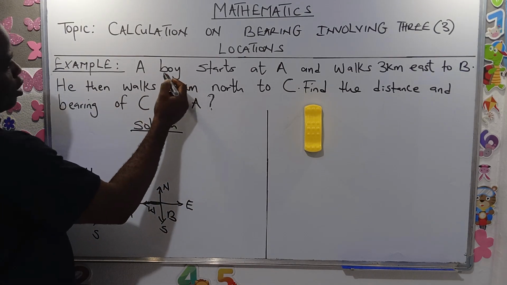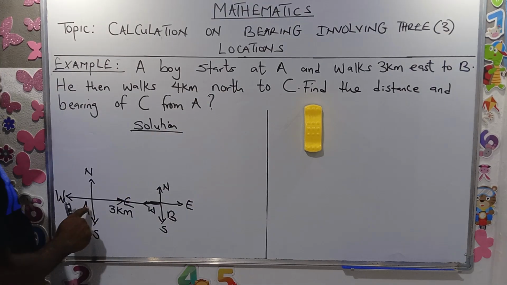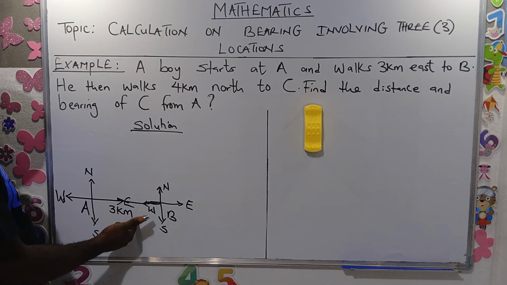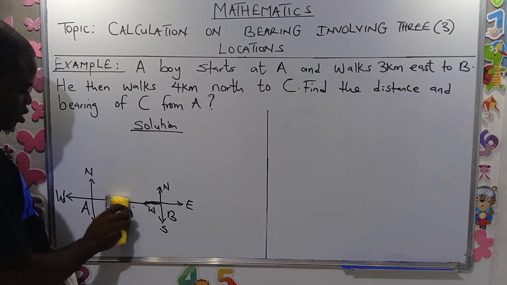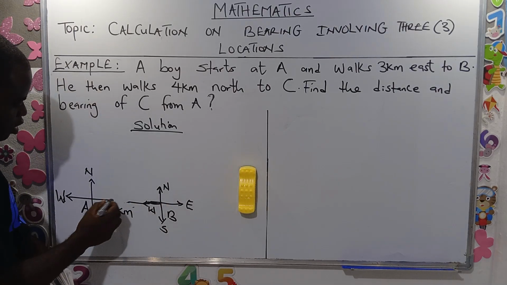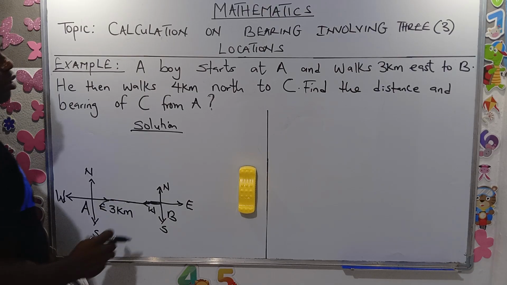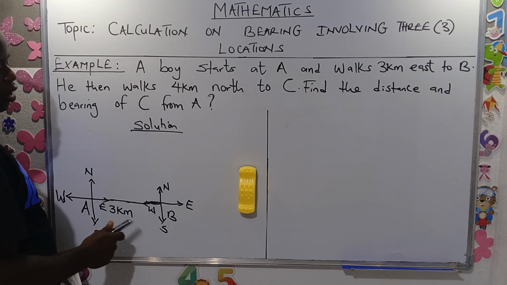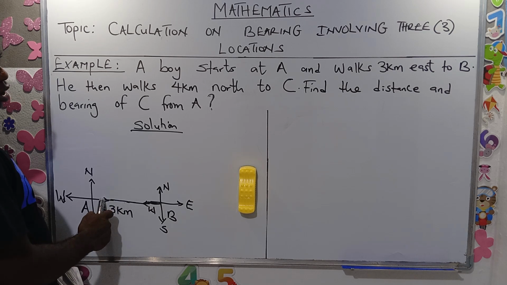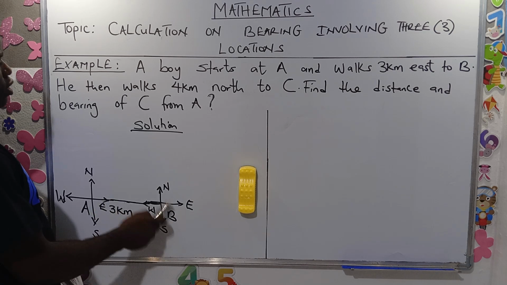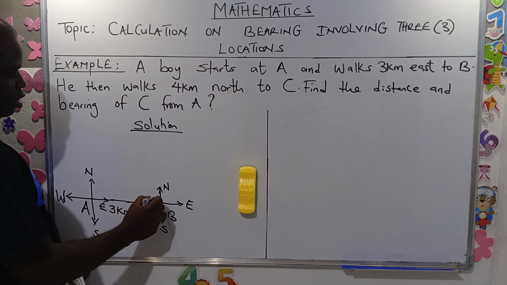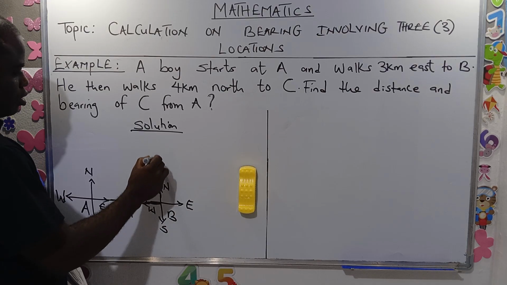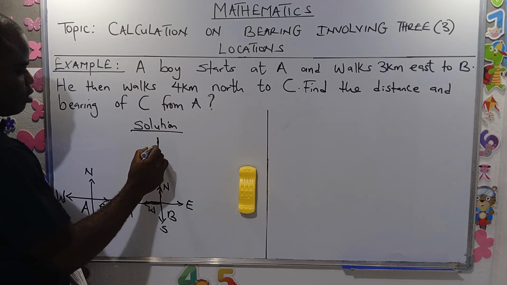Let's read it again. A boy starts at A and walks 3 kilometers to B. This is east. Let's draw it so that it's very clear. He walks 3 kilometers east to B. He then walks 4 kilometers north to C. This is north to C. Draw your cardinal points there.